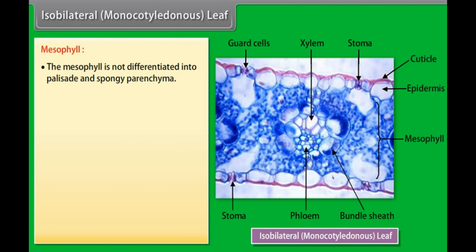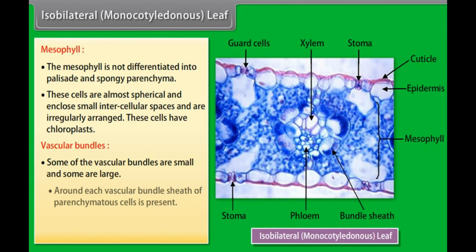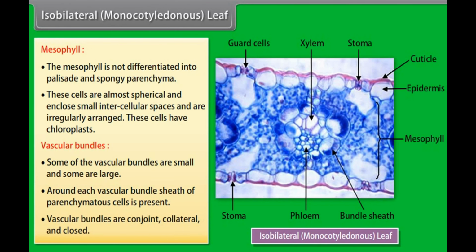Mesophyll. The mesophyll is not differentiated into palisade and spongy parenchyma. These cells are almost spherical and enclose small intercellular spaces and are irregularly arranged. These cells have chloroplasts. Vascular bundles. Some of the vascular bundles are small and some are large. Around each vascular bundle, a sheath of parenchymatous cells is present. Vascular bundles are conjoint, collateral, and closed.